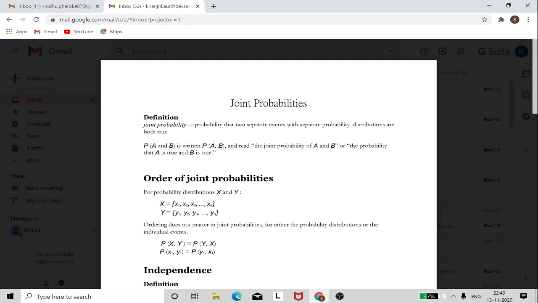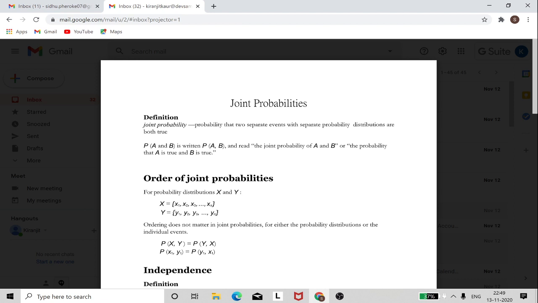Students, now we are going to talk about joint probabilities. Joint probabilities are the probabilities that two separate events from two separate probability distributions are both true. We place both in capital letters and write it as the joint probability of A and B, or the probability that A is true and B is true.